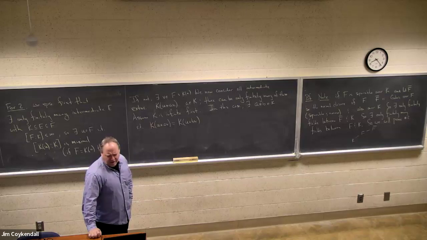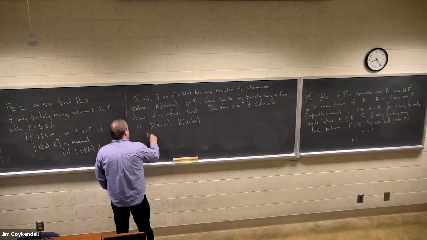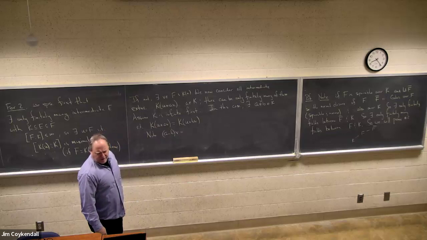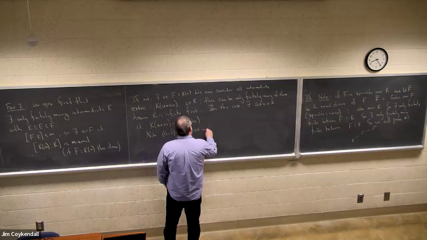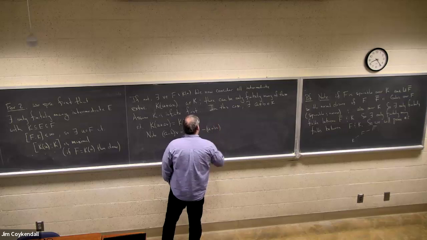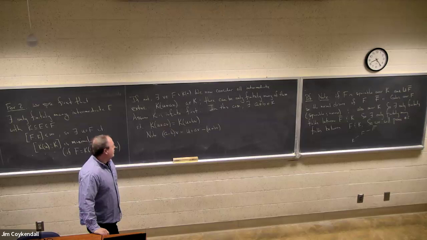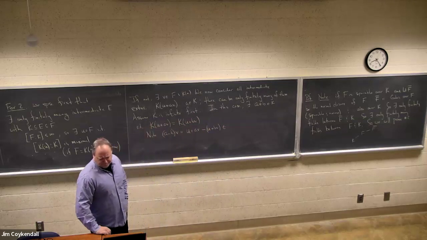So let me play a couple of games here. The first game I'm going to play is let's look at (a minus b)V. This is the same thing as (U plus aV) minus (U plus bV). So this is in K of U plus aV.